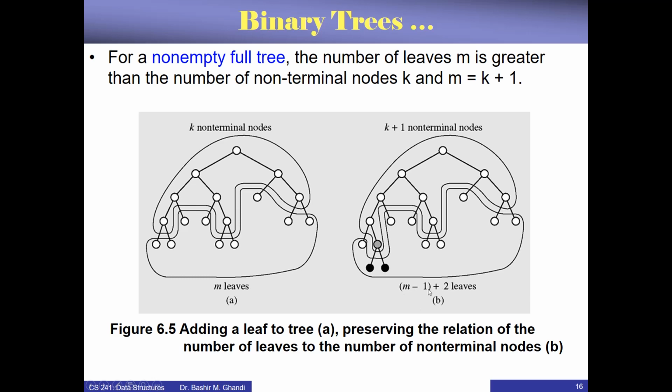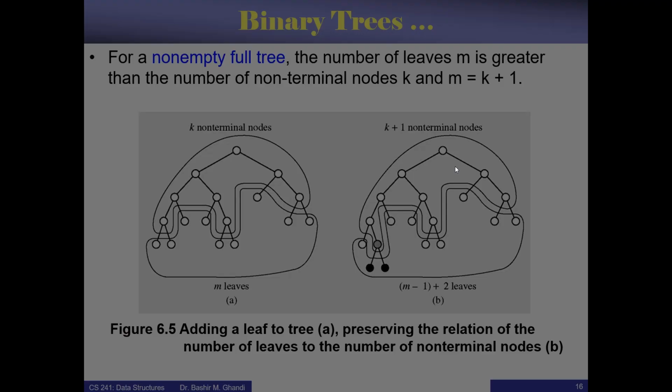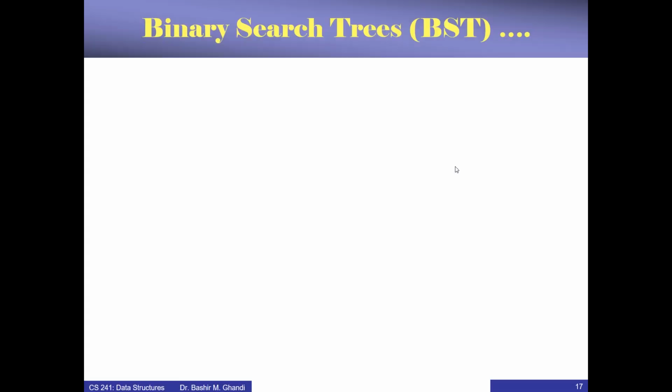This is what this formula is saying. We subtracted 1 from the non-leaves and added 2 leaves. So the formula still remains: the number of leaves is 1 more than the number of non-leaves. This is basically where we're going to stop talking about binary trees and start talking about our main target, which is the binary search tree.